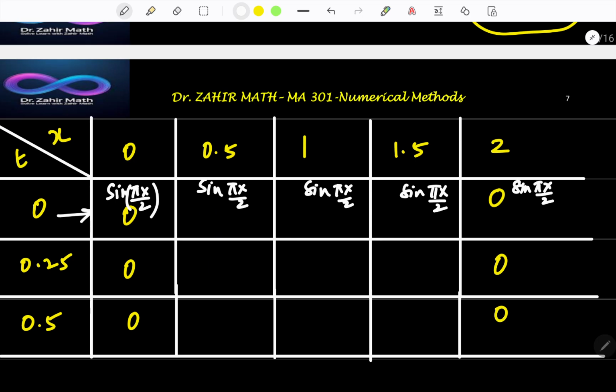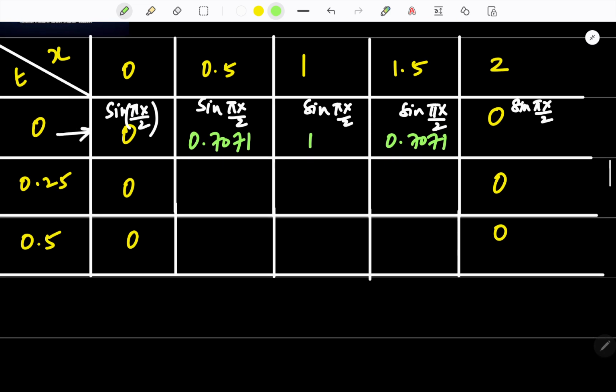0.7071. I'll use another color. 0.7071. When I use 1, sine pi by 2, sine 90 is 1. When I use 1.5, okay, calculate x equals 1.5, this also gives the same value, 0.7071. Now, you have to calculate the remaining values.